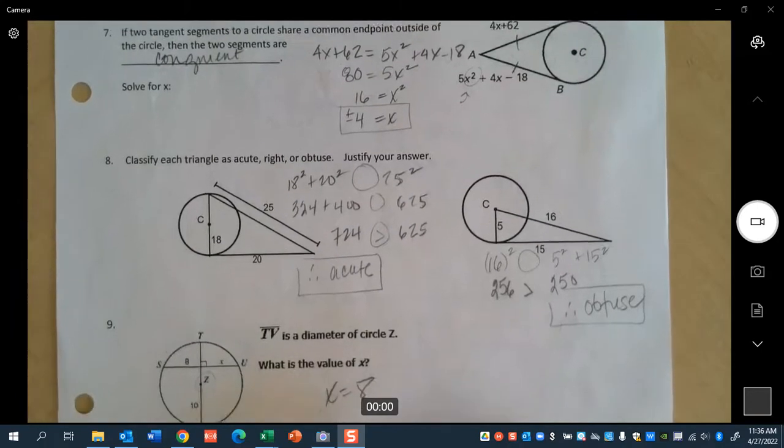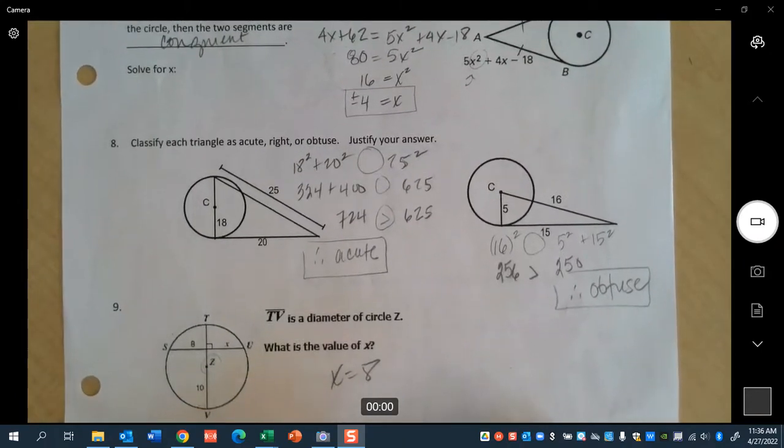My first triangle is acute. My second triangle is obtuse. My Pythagorean converse.